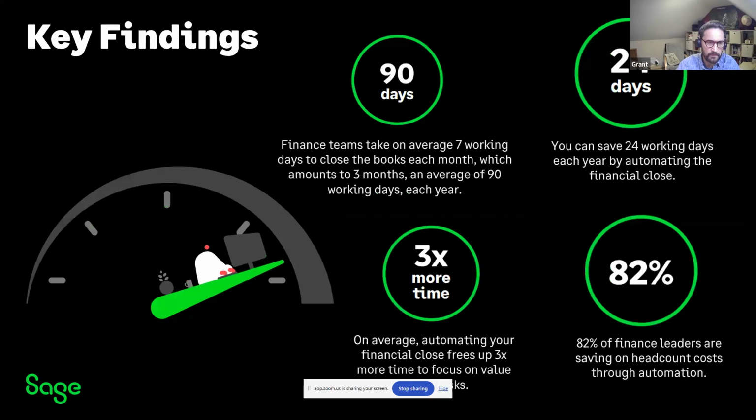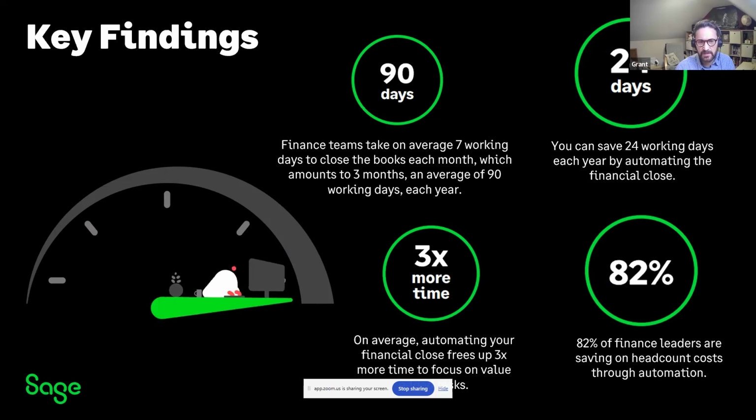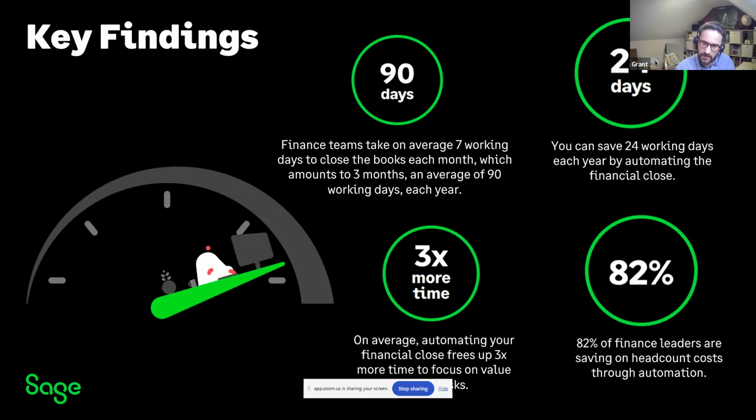So, in summary, here are some of our key findings. On average, teams are taking around 7 days to close each month. That's amounting to 90 working days a year. And then through the use of technology, you can save around 24 days.